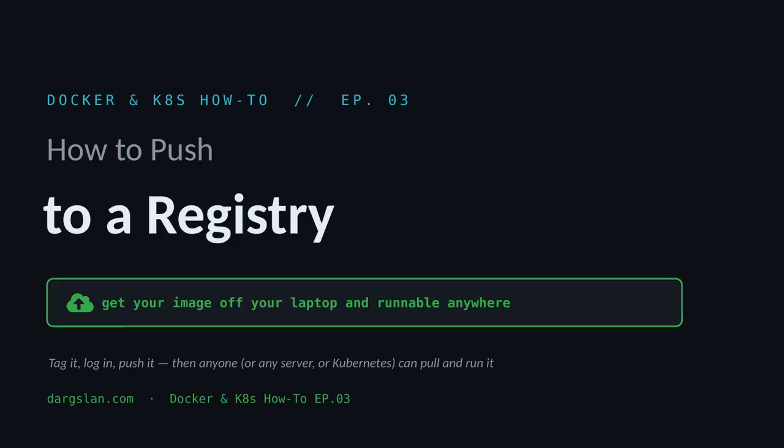In episode 3, we're tackling something that turns a local experiment into something real, pushing your image to a registry. Right now, that image is trapped on your laptop, but by the end of this video, you'll have it tagged, logged in, pushed, and ready for anyone, a teammate, a server, or a Kubernetes cluster to pull and run.